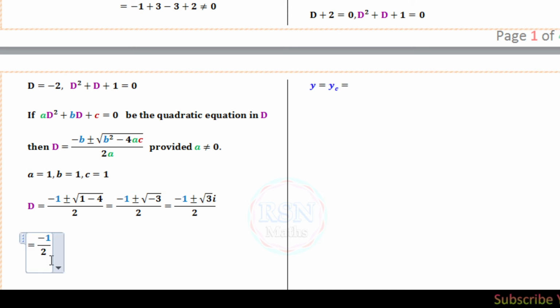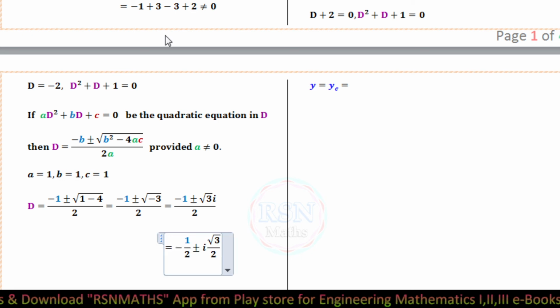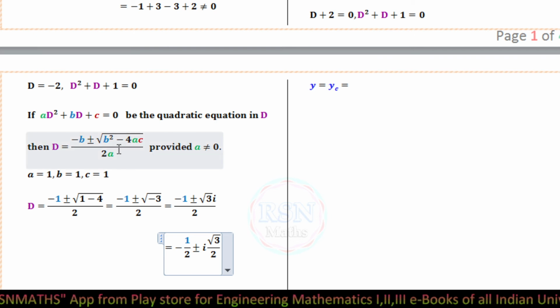Okay, so can we write this part as -1 by 2 plus or minus root 3 by 2 into i? Yes or no? And we can write this as -1 by 2. Are you getting this? Is this correct or not?